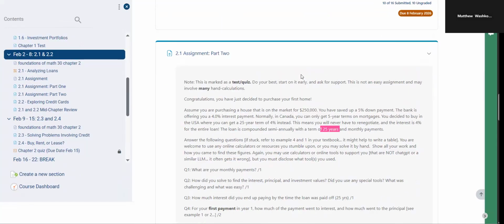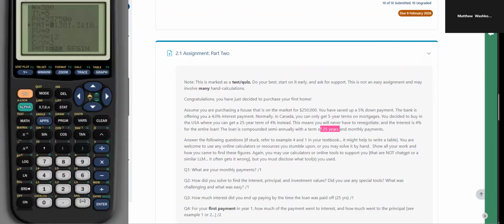Okay, so for 2.1, for assignment part two here, there's a couple ways you can do this. You can use certain online mortgage calculators. Not all of them are going to work. A lot of the Canadian ones won't because in Canada you can only get a 5-year term. In America, you can get more. So you can use online calculators. I'm going to show you with the calculator we've been using the whole time here, how to do that.